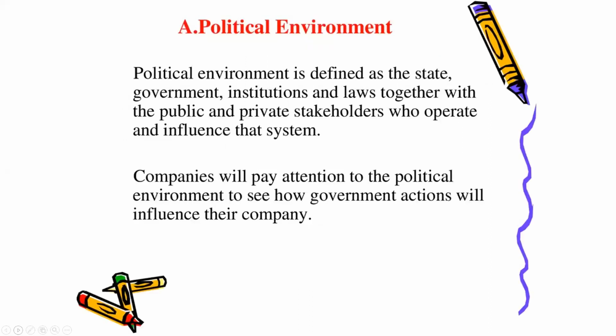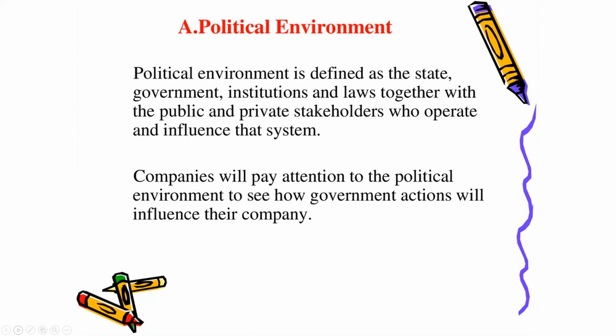Let's discuss political and legal environment. The political and legal environment includes law and government policies prevailing in the country. It also includes other pressure groups and agencies which influence or limit the working of the industry or business in the society. Political environment is defined as a state government, institutions, and law together with the public and private stakeholders who operate and influence the system.